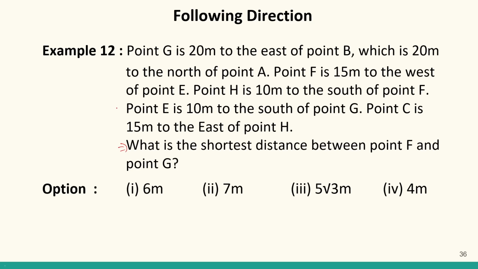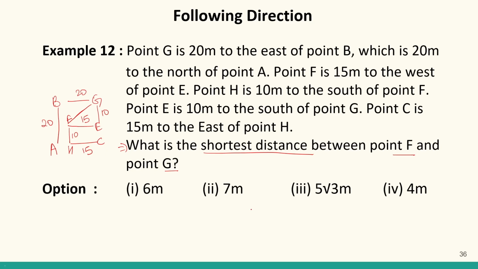Same information, different question. Now, let us draw. G is to the east of B. This is 20. From G we go to E, which is 10. This is 15. We go to F. We go 10 down to H. And this is C, which is 15. This much information was given. What is the shortest distance between point F and G? So between F and G, this will be the shortest distance, right?